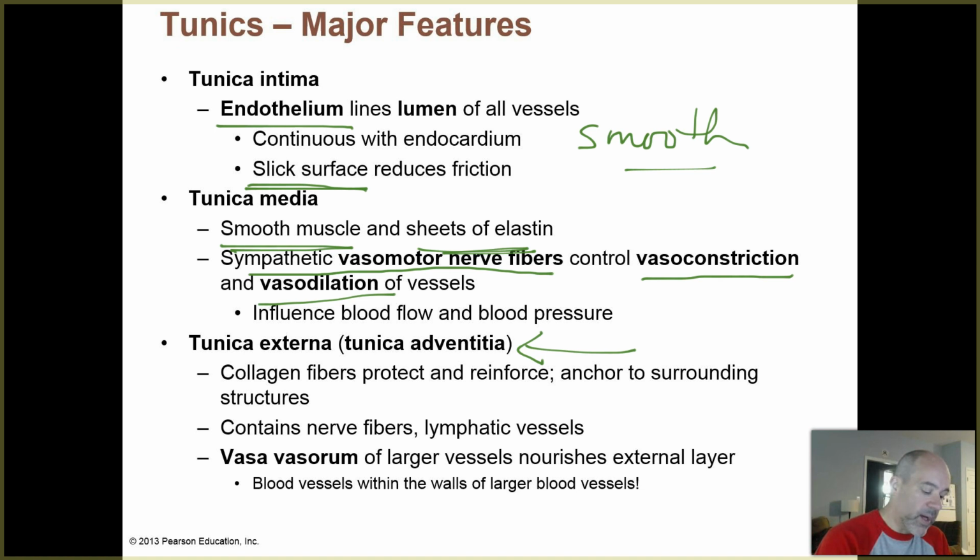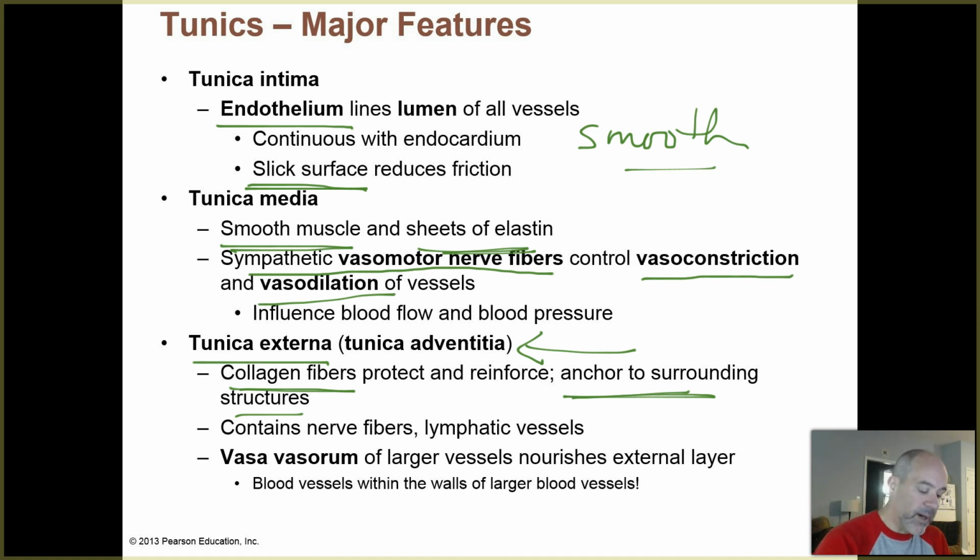And then again, the tunica externa, connective tissue, lots of collagen fibers in there that helps prevent the walls from ripping open as easily. Helps the walls resist pulling forces. And also those collagen fibers in the tunica externa wind up anchoring those blood vessels to neighboring tissues. So they kind of blend in with surrounding connective tissues. That helps keep your blood vessels in place. You don't want your blood vessels flopping all over the place inside your body.